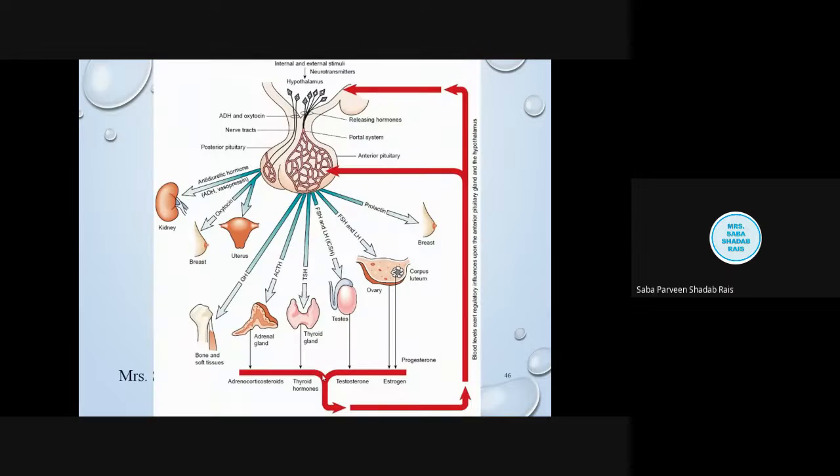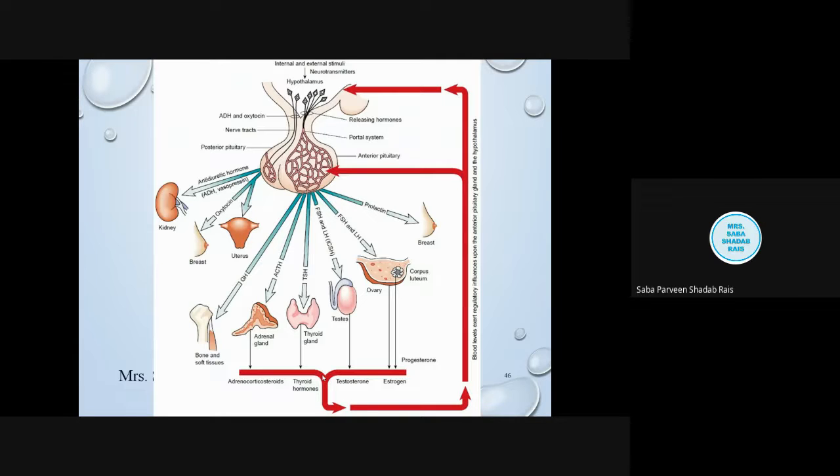Now, we have seen that the pituitary gland is the master over many glands. It controls almost all the glands. It secretes many hormones, and all these hormones have various other glands as their targets. So the hormone which is secreted from one gland and acts on another gland is known as a tropic hormone. So, how many tropic hormones are secreted by the pituitary gland?